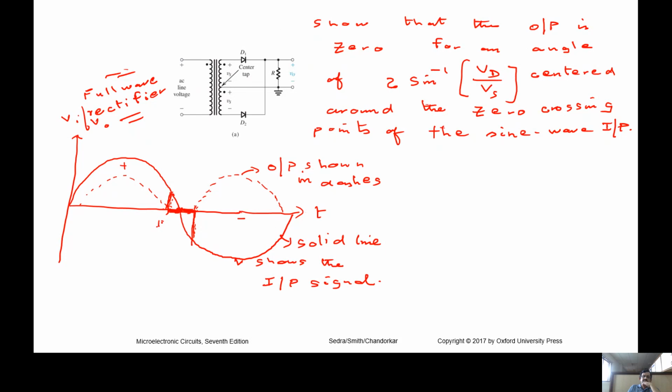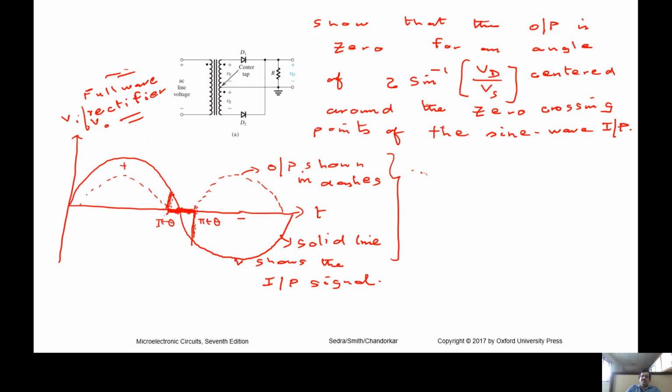But at this point, pi minus theta, and this, pi plus theta, because these are symmetric signals, the angle on either side around the center point will be the same. This point is pi plus theta, this point is pi minus theta. So show that the output is 0 for an angle of 2 sine inverse of Vd by Vs centered around the 0 crossing points of the sine wave input. So these are all zeros.